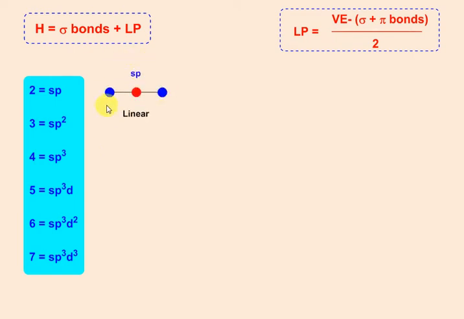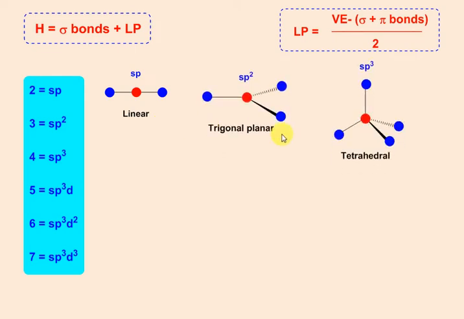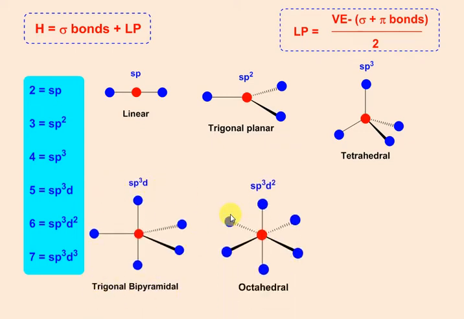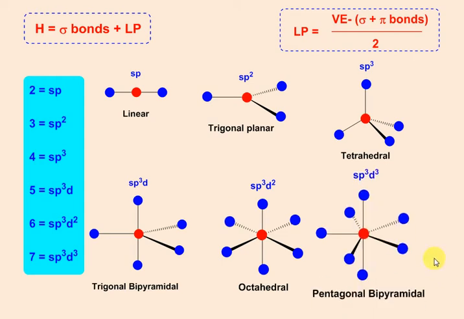Friends, for sp hybridization, the shape is linear. For sp2, trigonal planar. For sp3, tetrahedral. For sp3d, trigonal bipyramidal. For sp3d2, octahedral. And for sp3d3, pentagonal bipyramidal. Friends, if you know the hybridization of the molecules, you can predict the geometry of the molecules easily. And to predict the hybridization of the molecules, here I am providing you a simple trick. Let us see this concept.